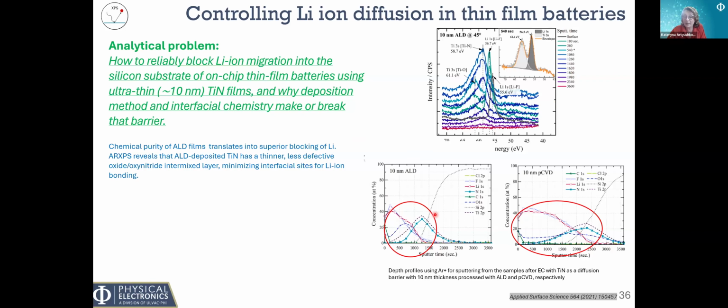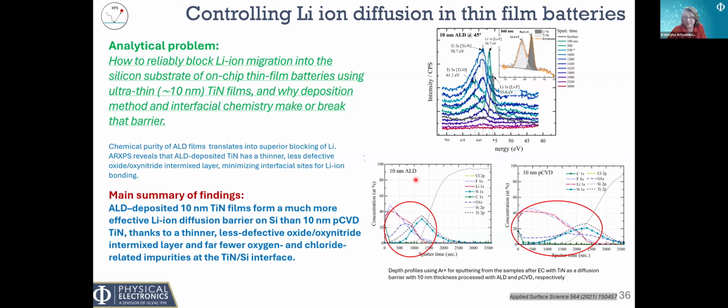So what's happening? Why do we have such different diffusion behavior of lithium? We can see that for the ALD film, this titanium nitride layer is much thinner and it's actually less defective. It has less of an oxide and oxynitride intermix layer, and that's what's blocking and minimizing lithium ion bonding and diffusion. So ALD films are a much more effective barrier. Well, in the CVD film, we can see that lithium diffuses much deeper, and you can see how much thicker the CVD layer is, and there are a lot more structural inhomogeneities in this layer.